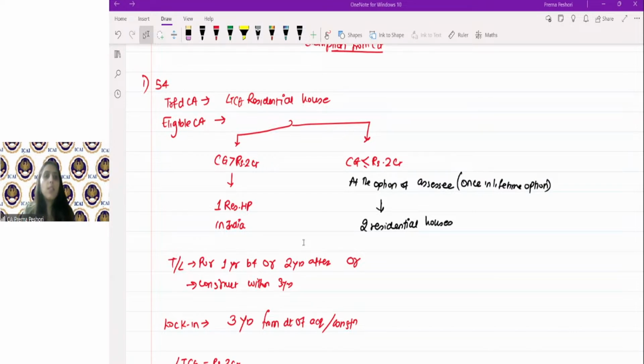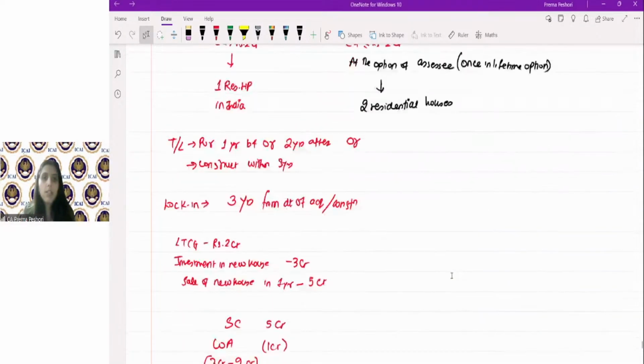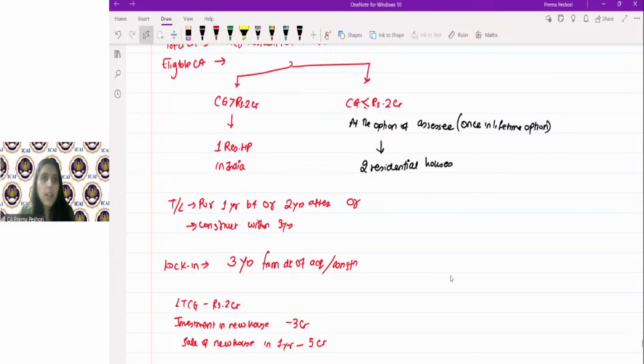So you can just write it over here. Below this, maybe you can write it down. Purchase of 2 flats having common meeting point: eligible. Are we clear? Any doubt? Okay.